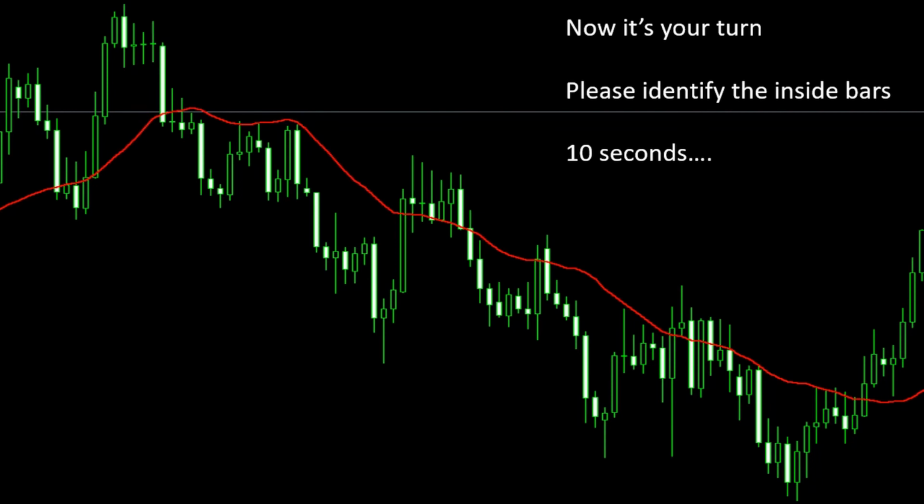Now, knowing that this is a downtrend, you may look at this as an inside bar and you may take the trade. Yeah, you can, because this is a support area. Once it breaks the support, you are in the game.